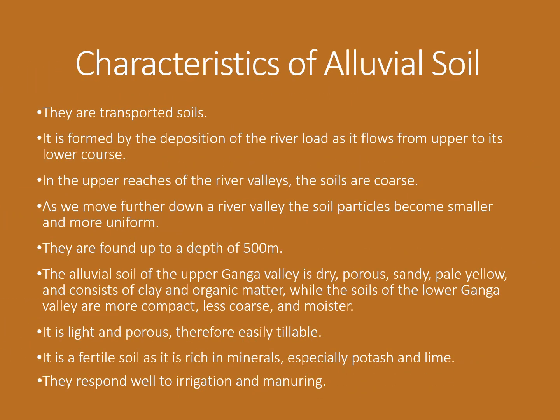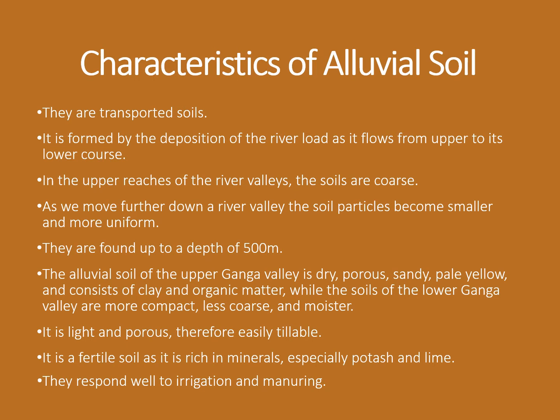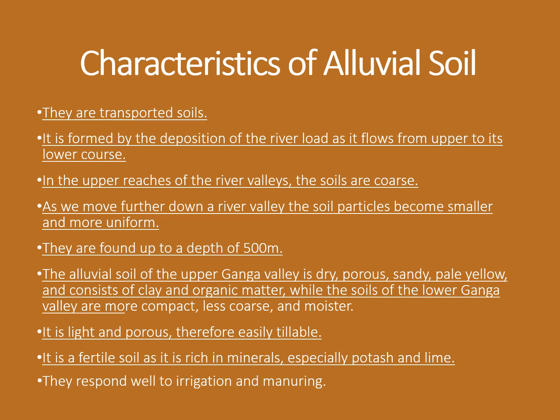Now, let's talk about the characteristics of alluvial soil. They are transported soils. It is formed by the deposition of the river load as it flows from upper to its lower course. In the upper reaches of the river valleys, the soils are coarse. As we move further down a river valley, the soil particles become smaller and more uniform. They are found up to a depth of 500 meters.